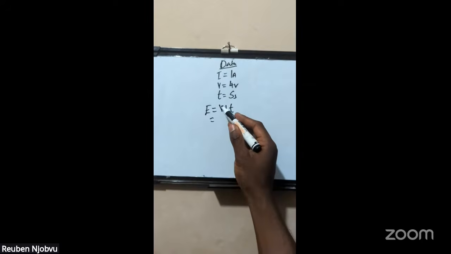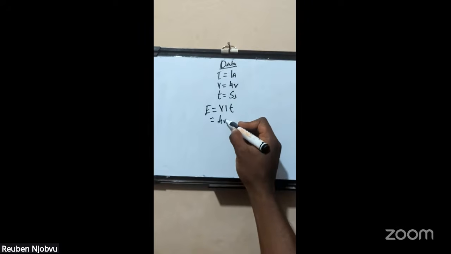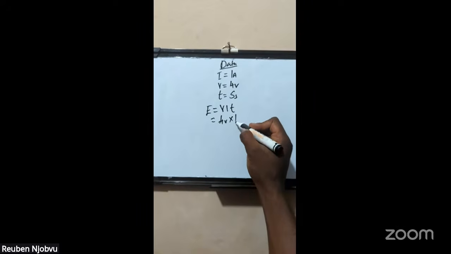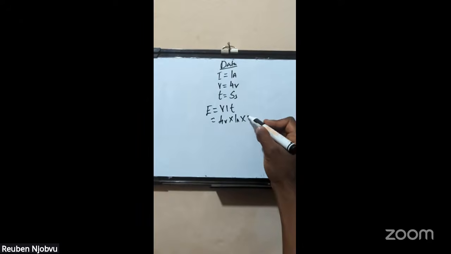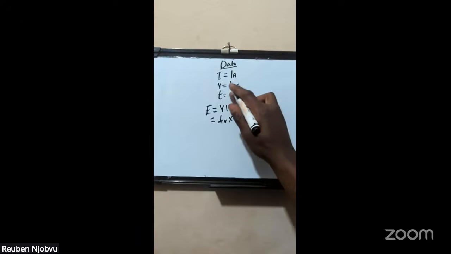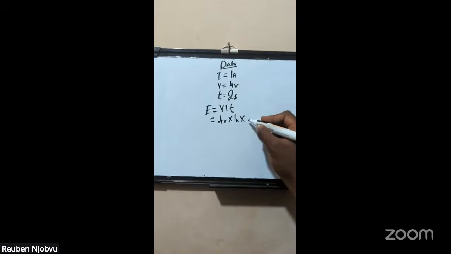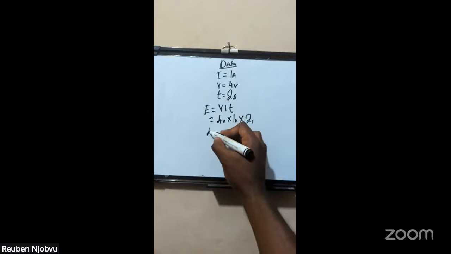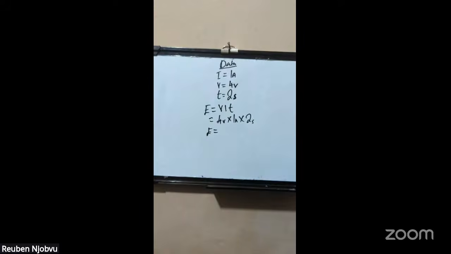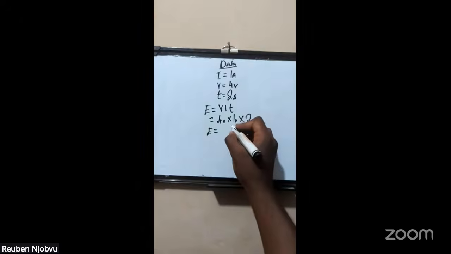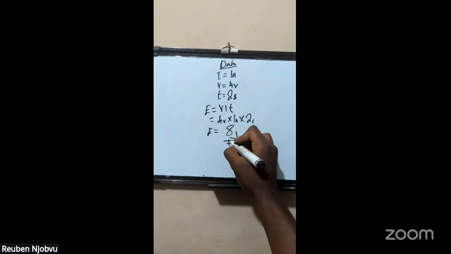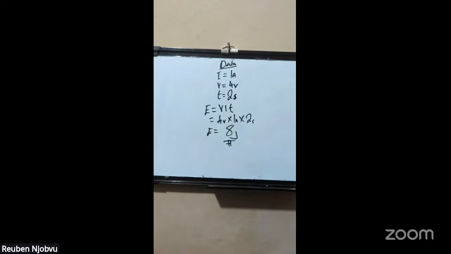Meaning, what's the voltage here? The voltage is 4 volts times what's the current? The current is 1 amp times what's the time? The time we found was 2 seconds. So you put 2 seconds here. Meaning our energy is equal to 4 times 1 times 2. Your answer is 8 joules. Meaning 8 joules is the correct answer for that question. And that's how you do it. We proceed to another question if there is no question from you.